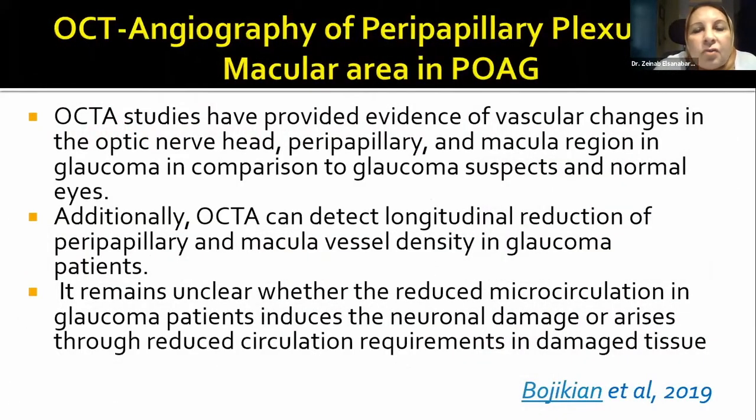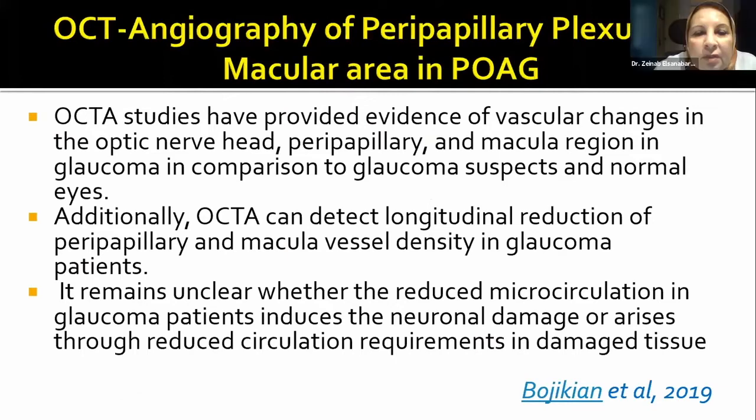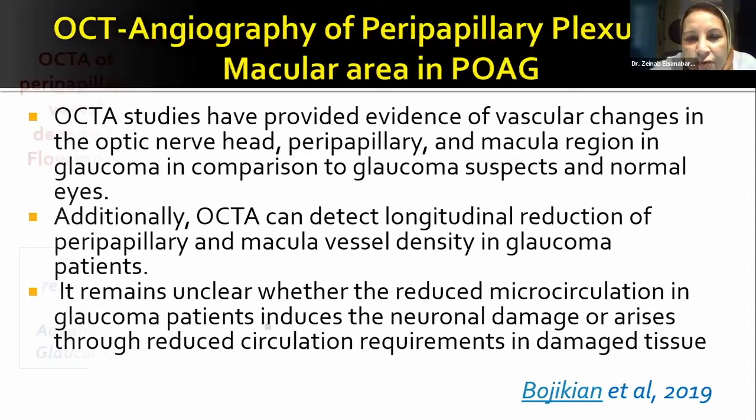For the OCT angiography of the peripapillary plexus and macular area, the OCT study provided evidence of vascular changes in the optic nerve head, in the peripapillary and macular region, in comparison to glaucoma suspects and normal. And it can also detect longitudinal reduction, which means it's important for follow-up. However, we can't know now if this reduced microcirculation is due to the glaucoma or due to the less circulation required for damaged tissue.